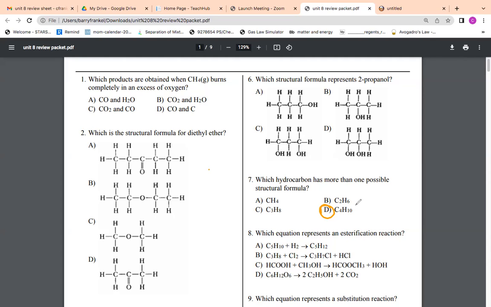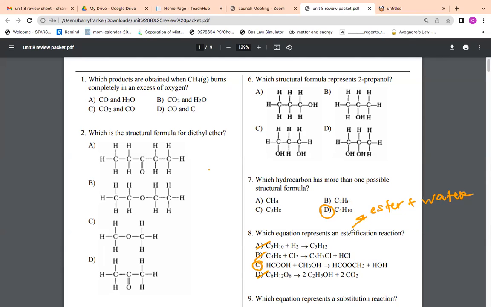Number 8. Which equation represents an esterification reaction? So again, in an esterification reaction, you end up with an ester, and you also end up with some water. So that is what we should be looking for. So water should be one of our products. This one is pretty easy because you can just go based off of the water thing, at least for this example. The only one that has water as a product is C.